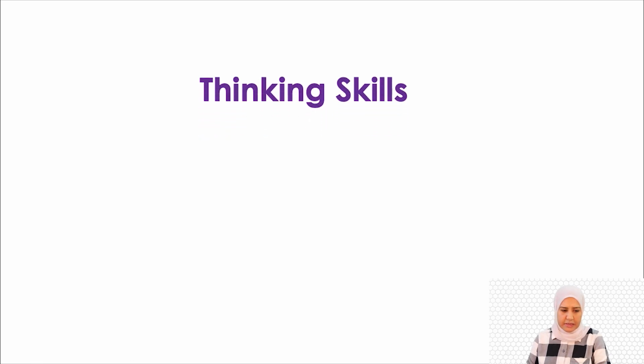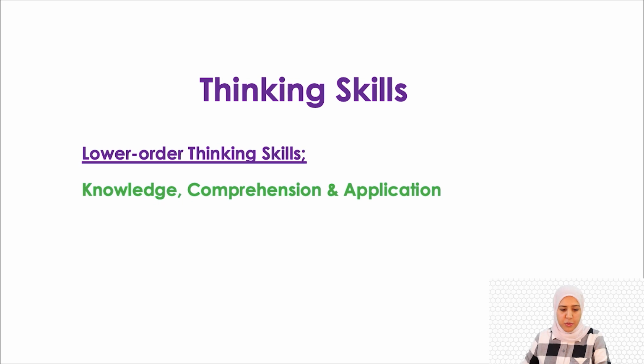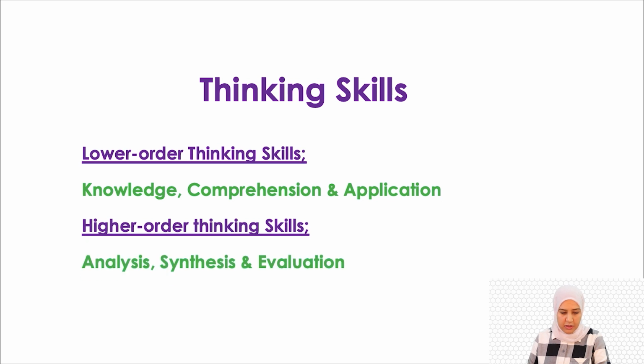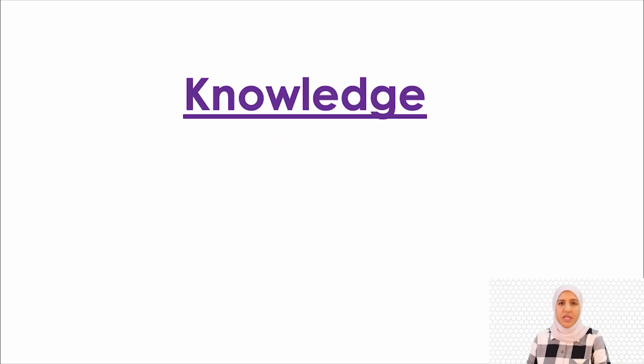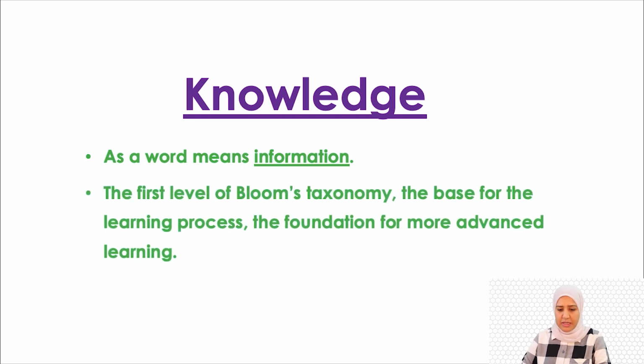So thinking skills, as I said, lower order thinking skills, the first 3 of the triangle: knowledge, comprehension, and application. And higher order thinking skills include analysis, synthesis, and evaluation. Are you ready to see one by one? Knowledge. Knowledge is the base of the triangle. It means information. The first level of Bloom's taxonomy, it's the base for the learning process and the foundation for more advanced learning. So it's very, very important.